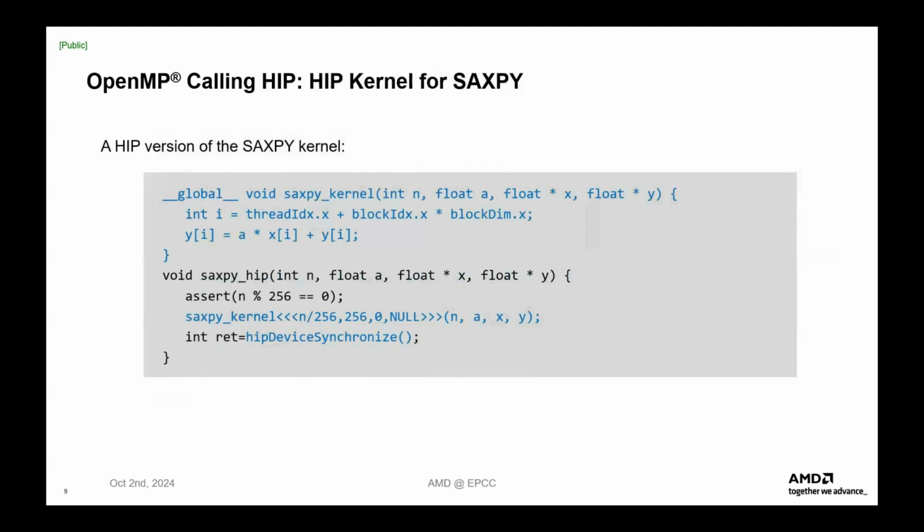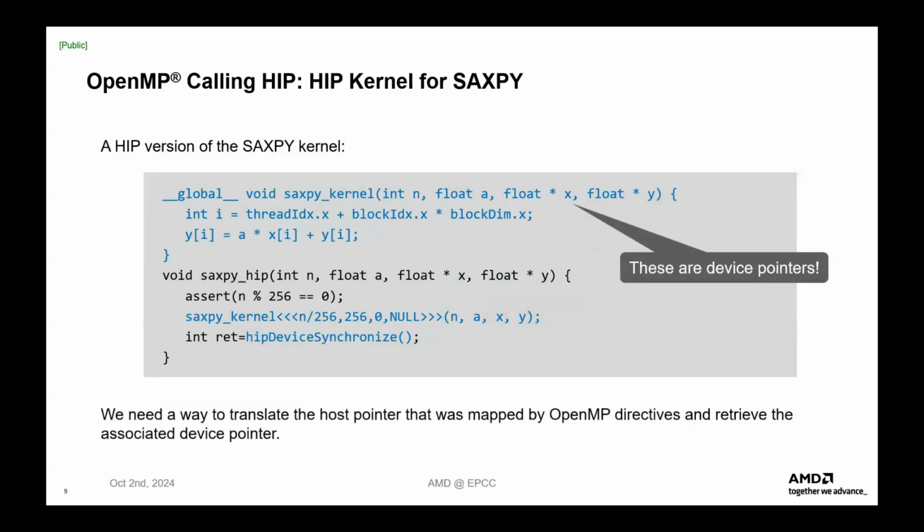Okay, how does this HIP kernel look like? This is, again, mainly what Giacomo already presented. What is important to know is that we need device pointers for X and Y. And now we need a way to translate the host pointer that was mapped by OpenMP directives to get the associated device pointer.